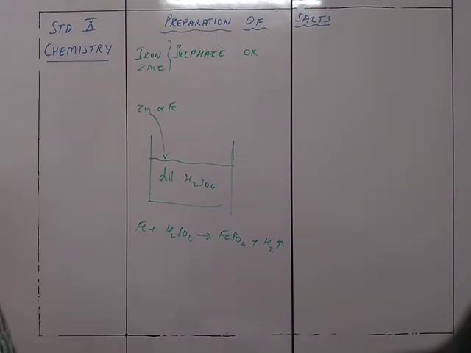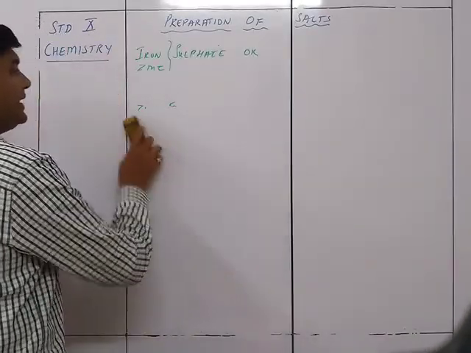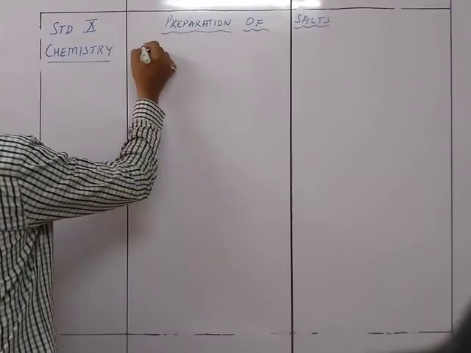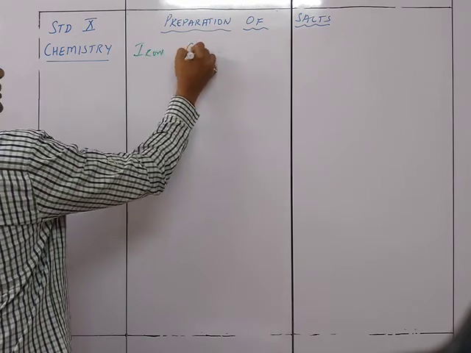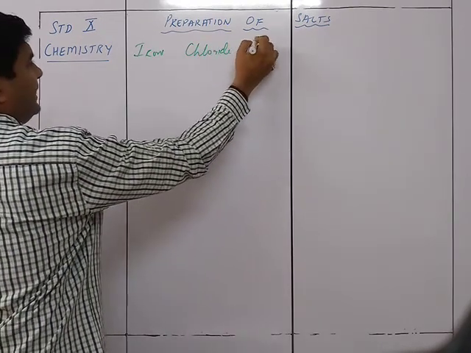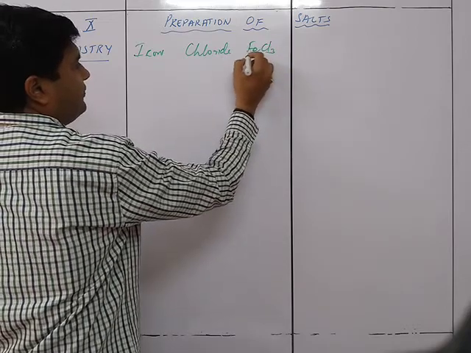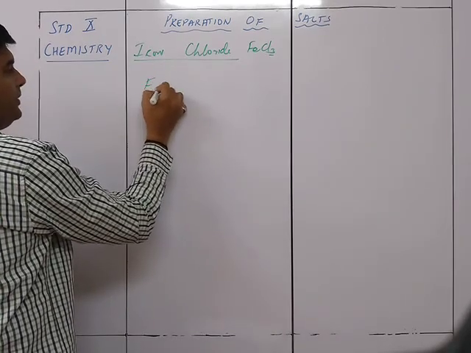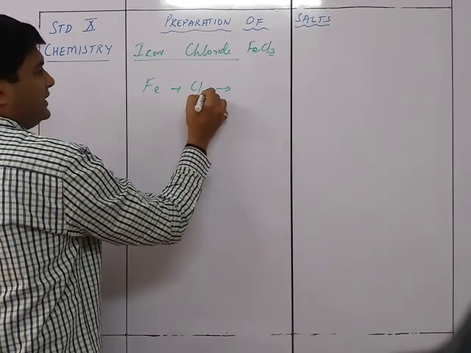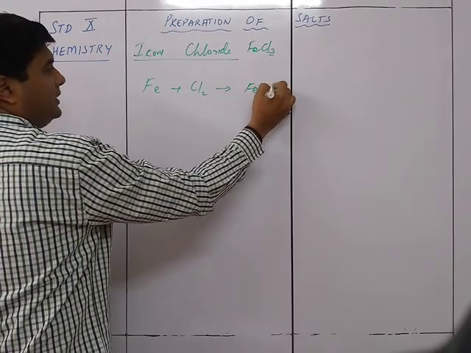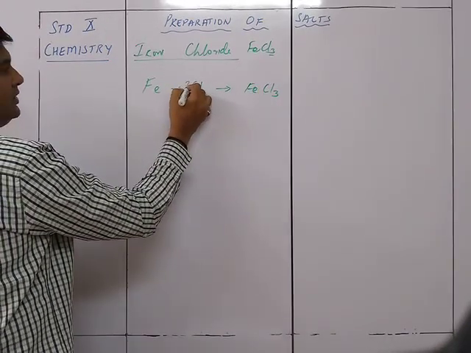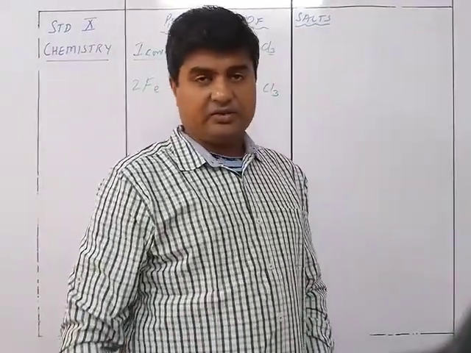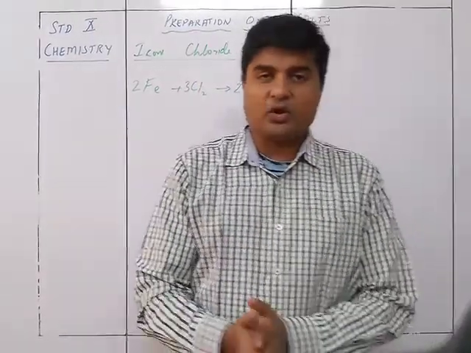We move further to see the next method, and that is the process of iron chloride. So we know it is FeCl3. I told you that if it is 3 over here, it is going to be formed by direct combination. Fe plus Cl2 is going to give me FeCl3. So balancing this, it will be 2Fe plus 3Cl2 giving 2FeCl3. That is the direct combination method.